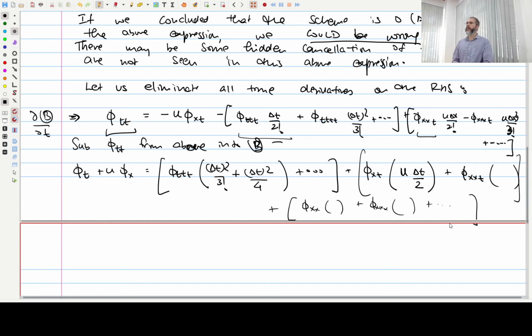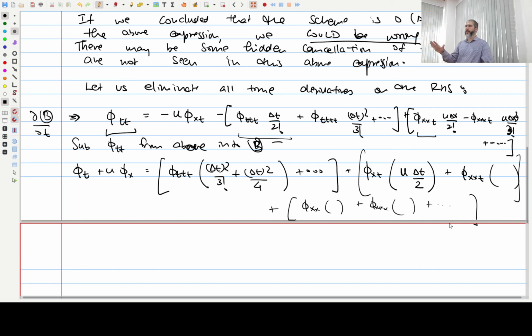Now, is this clear to everyone what we have done here? I'll show you other steps as well. I'll show you more steps in a while. In fact, I'll show you how to do it better. In fact, you can write a program to do a modified equation analysis. What we did was we got rid of phi double t. Okay. And that's what we wanted. But we want to get rid of all time derivatives.